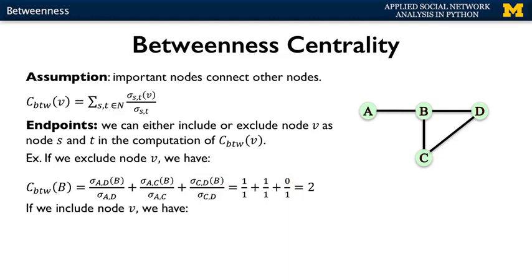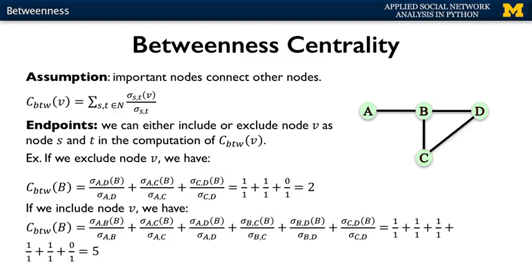Now, if we actually include node V as one of the endpoints here, then we find that there are many more options to look at, right? So first we have to look at the pair of nodes A and B, which of course involves node B, so that contributes 1. We look at AC, which has the shortest path ABC, and that involves B, therefore that contributes 1. AD also passes through node B, so that contributes 1. BC, well, this one involves the node B itself, so of course node B is involved in the shortest path from node B to C, and so that contributes 1.